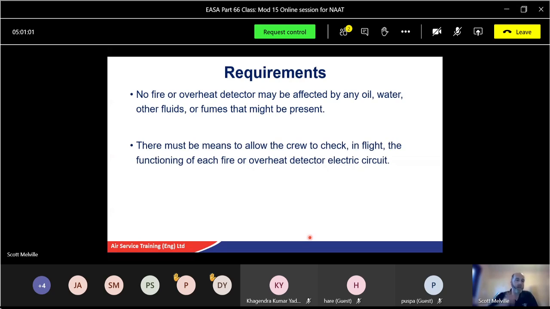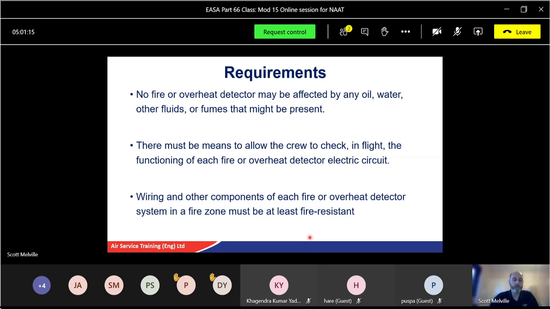And there must be a means to allow the crew to check in flight the functioning of each fire or overheat detector electrical circuit. Now, a lot of the time they will test these before you start an engine or even an APU, and some of the systems actually will shut down an APU, which we'll describe shortly. All the wiring and other components for each fire or overheat detector system in a fire zone must be, strange enough, fire resistant.